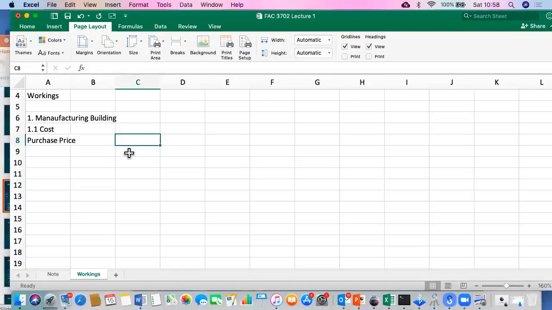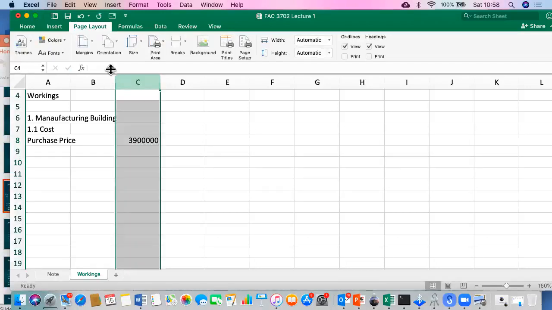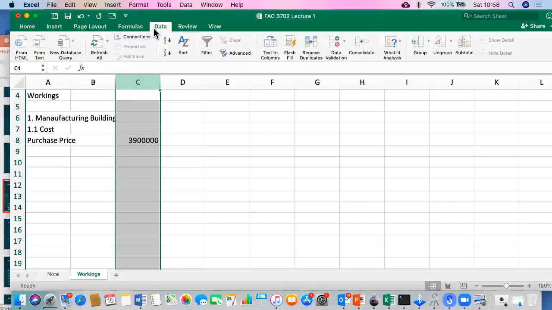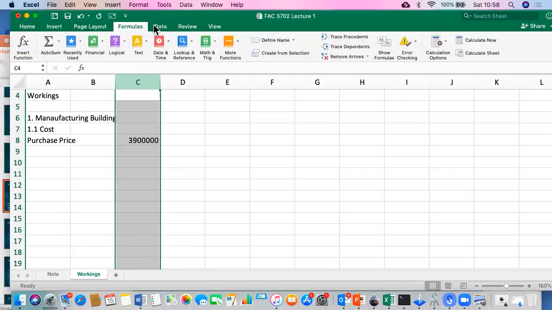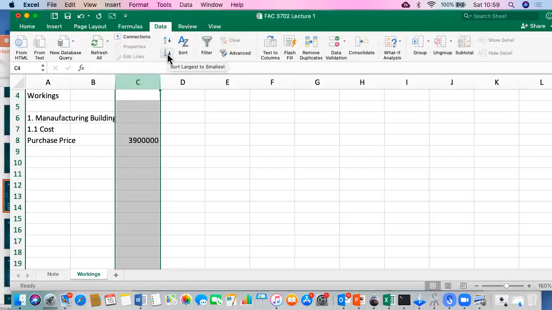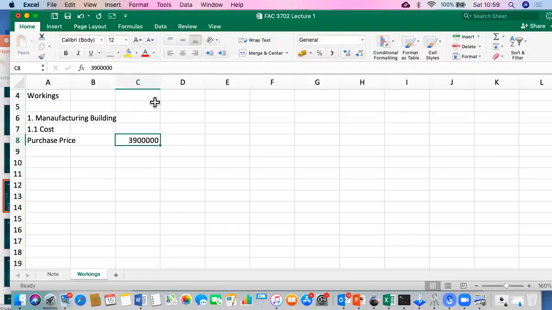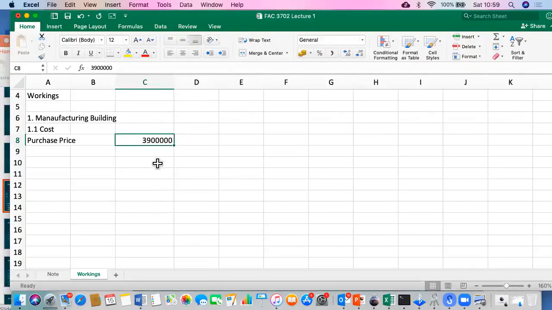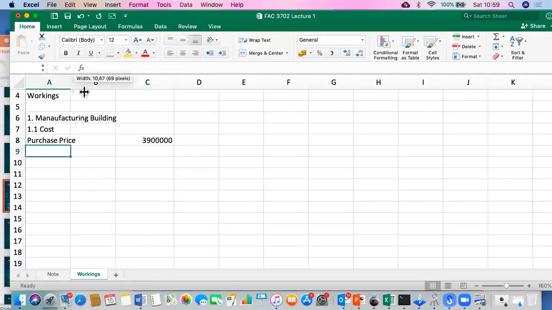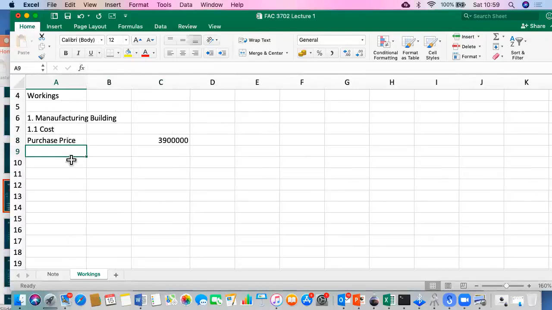The cost is the purchase price. And in this question, they've given us, if you have the question printed there, the cost is 3.9 million. Okay, the cost is 3.9 million. So sometimes cost is not only the purchase price. Sometimes there's other costs that you have to add to the cost.